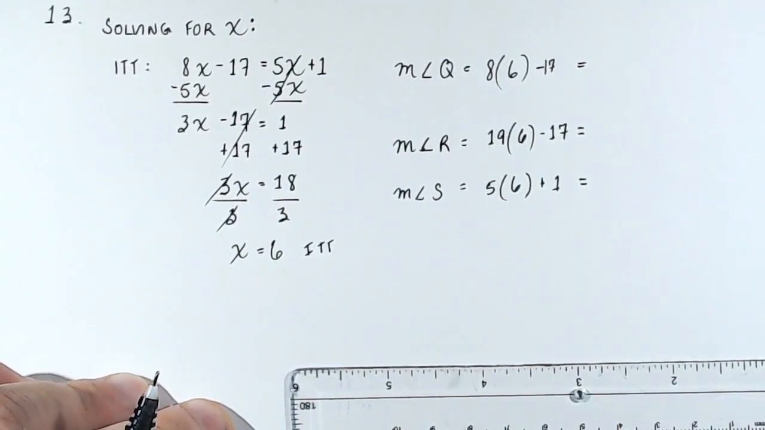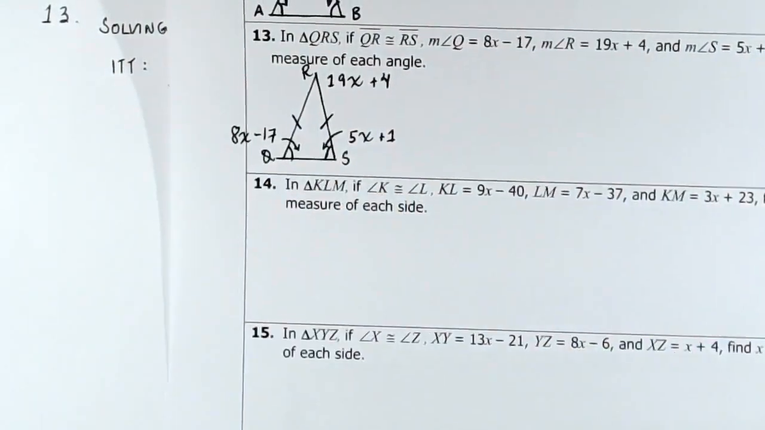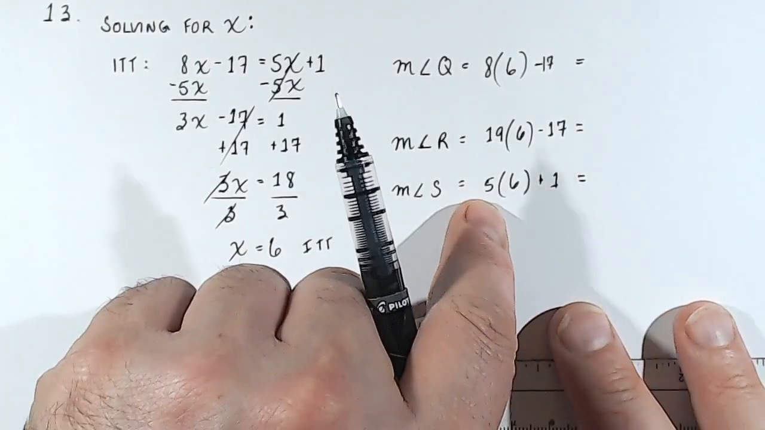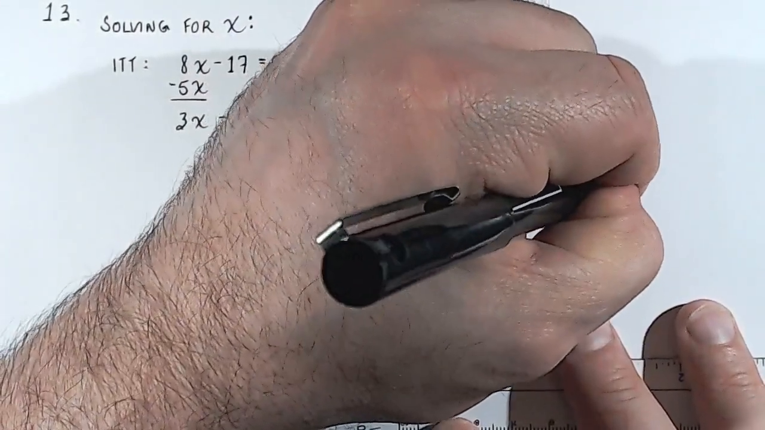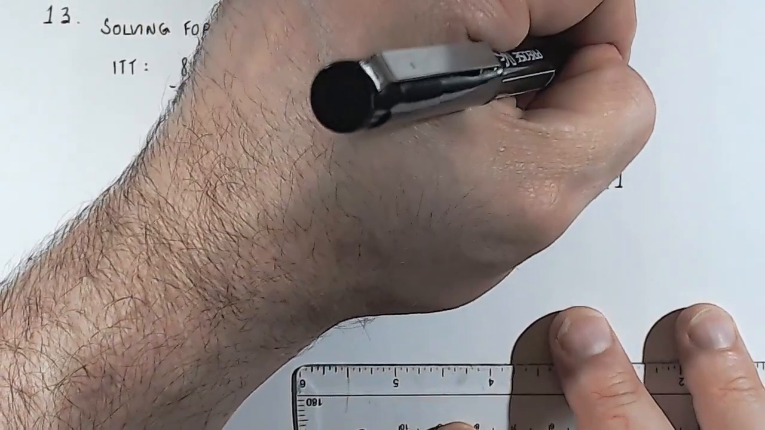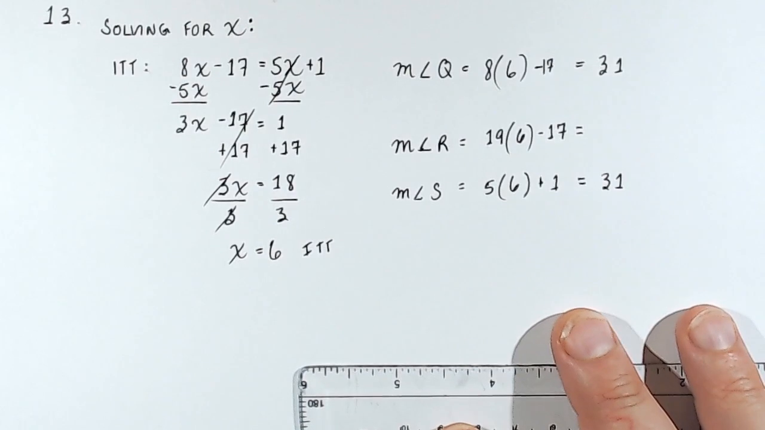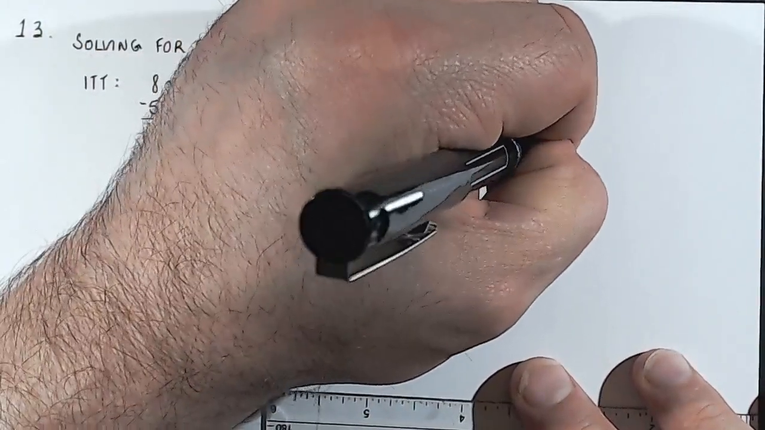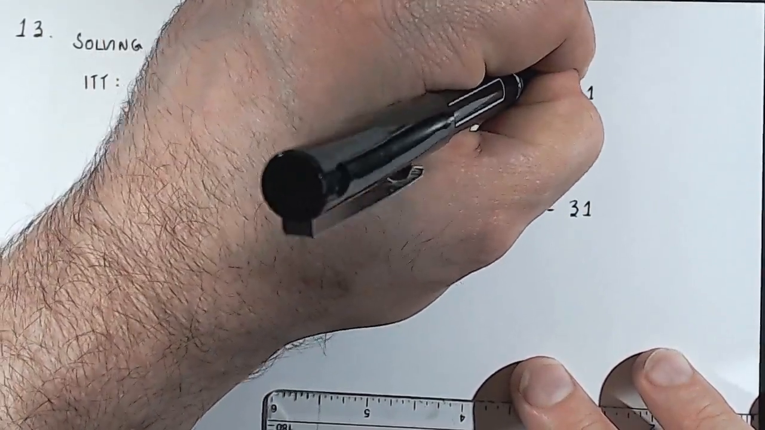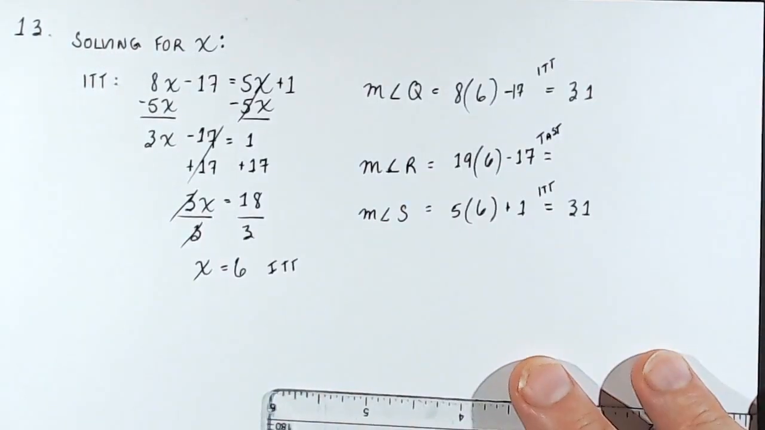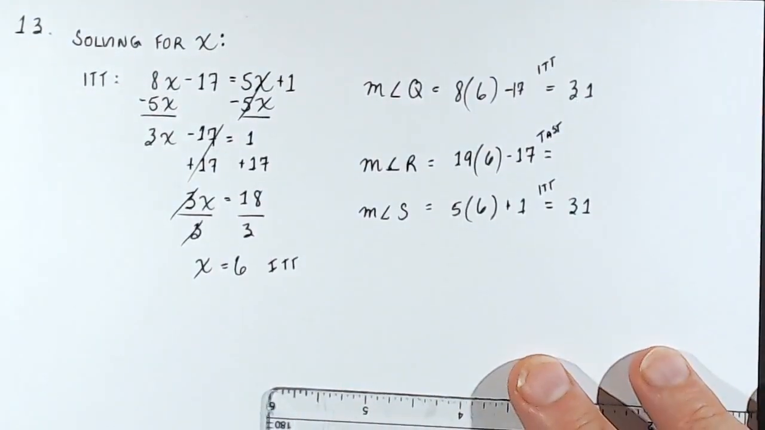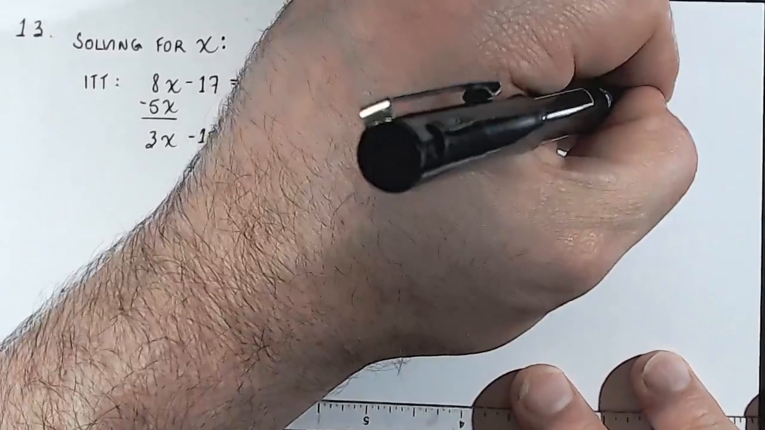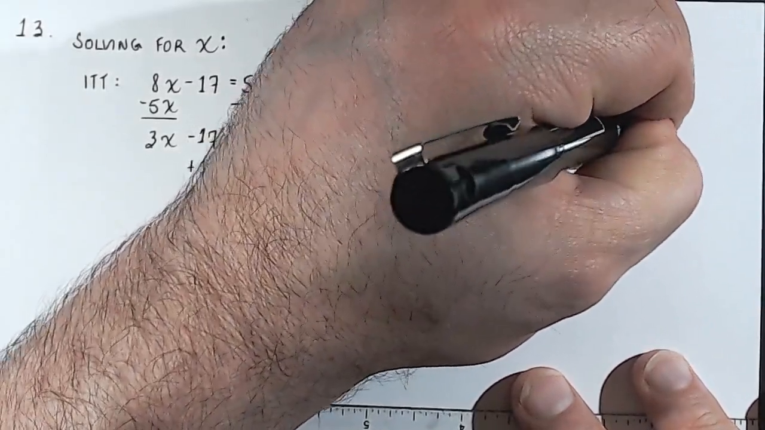So first let's find, see, Q and S have to be the same. So first let's find out, we have 5 times 6 is 30 plus 1, and this is 31. Okay, by the isosceles triangle theorem, this is 31 as well. And we can add them together and subtract from 180 to get the measure of angle R using the triangle sum theorem. Here we used the isosceles triangle theorem. So 31 plus 31 is 62. And so we just need to do 180 minus 62 to get the measure of angle R.